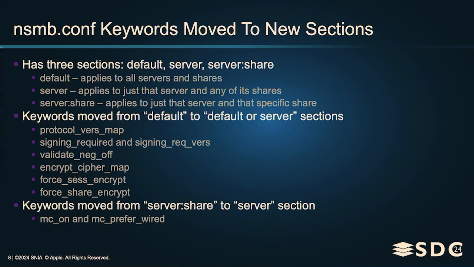So what happened is, in Sonoma, we realized that a bunch of these keywords weren't quite in the right sections anymore, and so we did some house cleaning. So the nsmb.conf file has 3 sections. We have default, which is kind of like global, affects everybody all the time. We have a server-only section, so you could say, oh, this preference only applies to this particular server you're connecting to. And then we had another section which is server and share. So you could say, well, this preference only affects that server and that particular share.